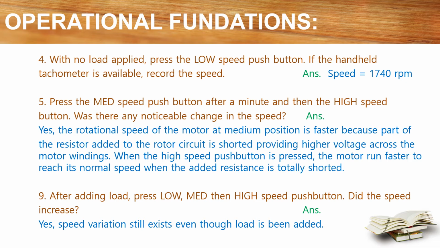Of course, there is a noticeable speed variation, because we are shorting the resistors connected to the rotor circuit gradually, and that is inducing much more voltage on the rotor circuit. For question number 9, after adding load, again we did the same process as in question number 5 but under load, and the speed variation still exists even though the load is added to the motor.